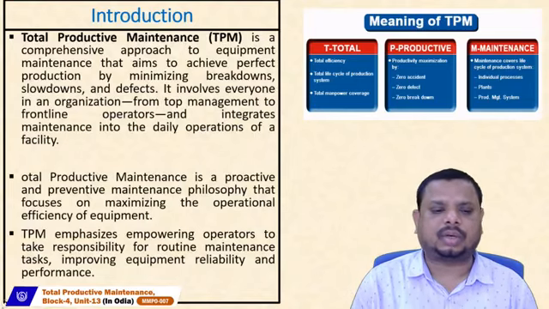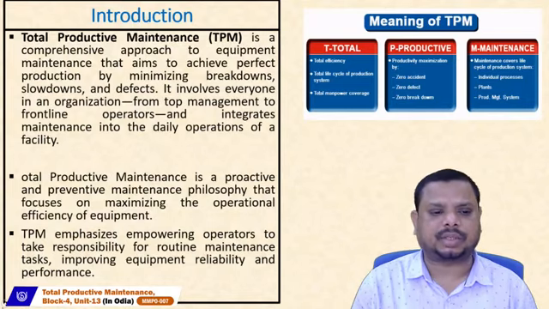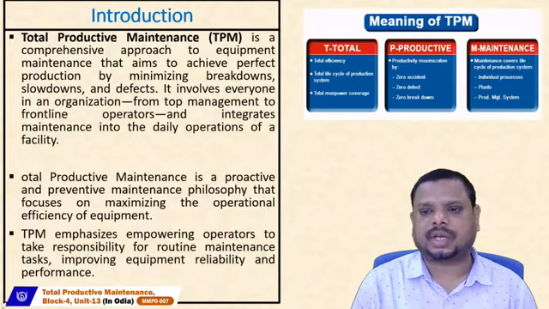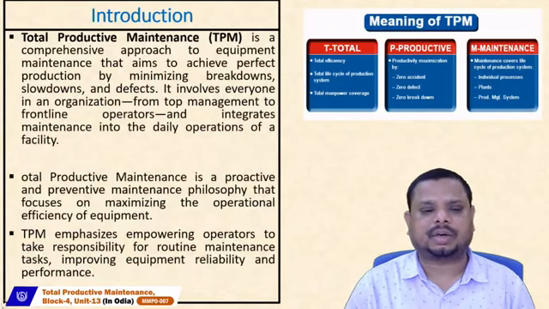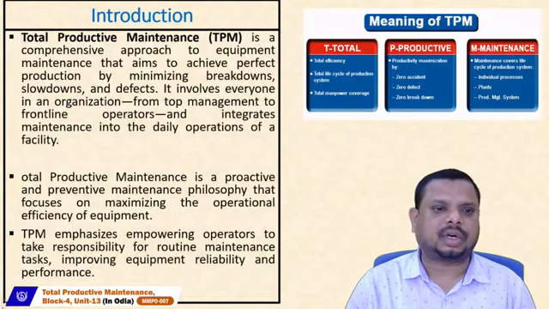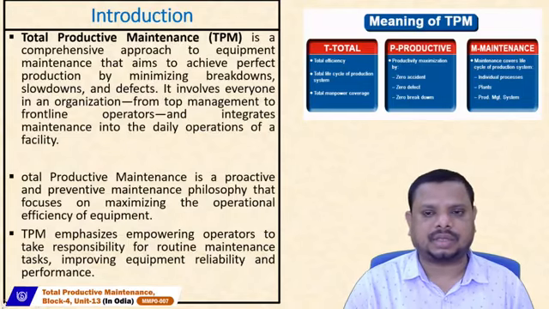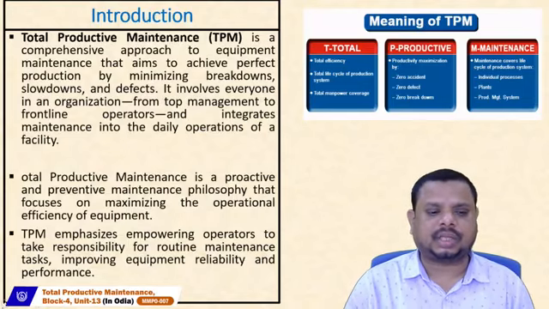Moving to second point, total productive maintenance is a proactive and preventive maintenance philosophy that focuses on maximizing the operational efficiency of equipment. So it is a philosophy which basically focuses upon proactive and preventive maintenance. And the aim and objective of preventive maintenance is to maximize the operational efficiency of equipment or machines. Then third one, total productive maintenance emphasizes empowering operators to take the responsibility for routine maintenance tasks and improve equipment reliability and performance.